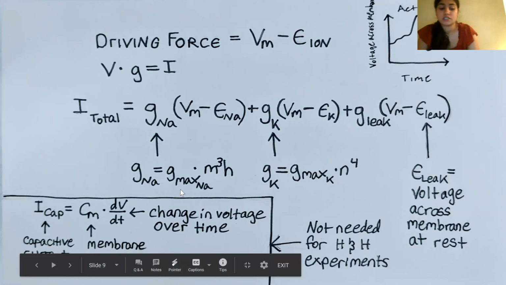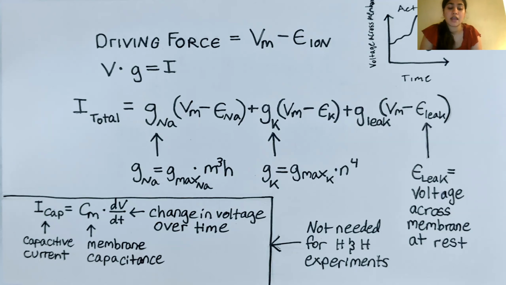So threshold conditions for an action potential to happen are M equals 0.4, H equals 0.5, M cubed times H equals 0.032, and N equals 0.4. At this threshold point, even though the conductance for the potassium is greater than the conductance of the sodium, the driving force on the sodium is a magnitude of 100 millivolts, which is far stronger than the driving force on potassium of a magnitude of 40 millivolts.